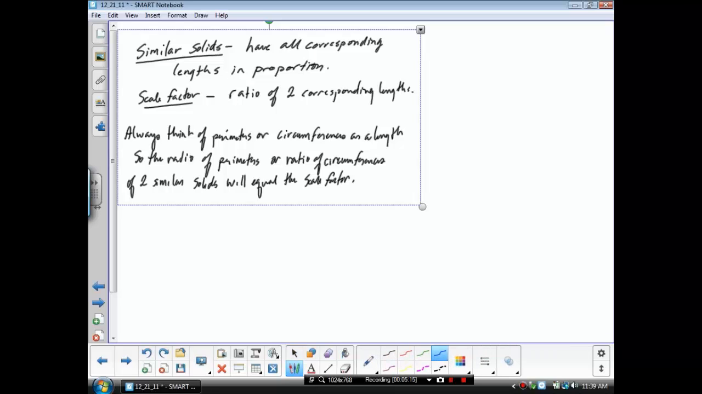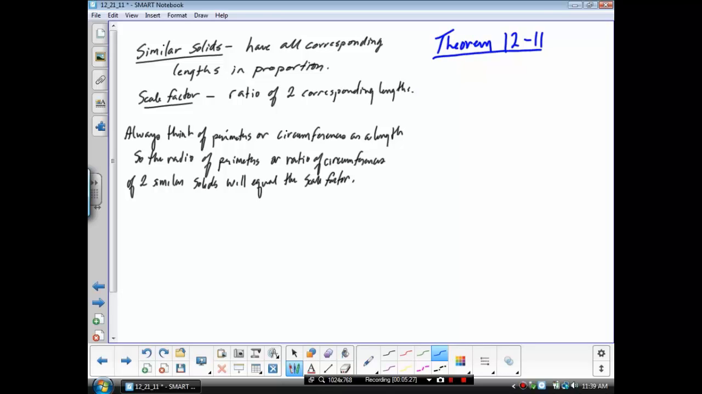So, moving to our theorem, Theorem 12.11. If the scale factor of two similar solids is A to B, then we're going to have two pieces here. Part 1. The ratio of corresponding perimeters is A to B.